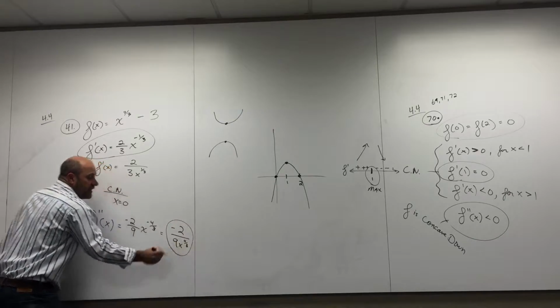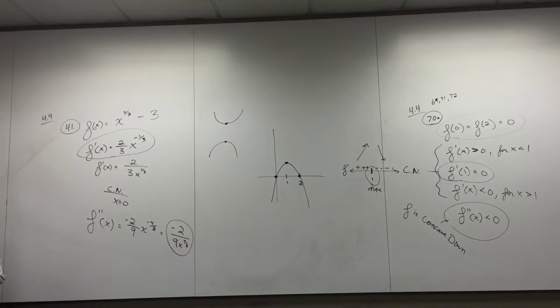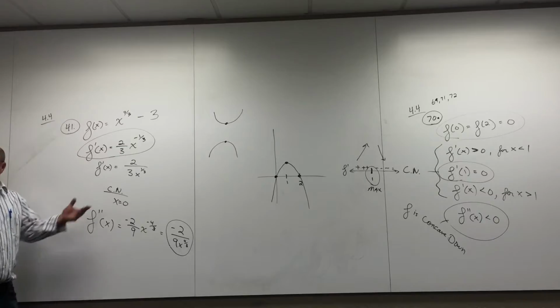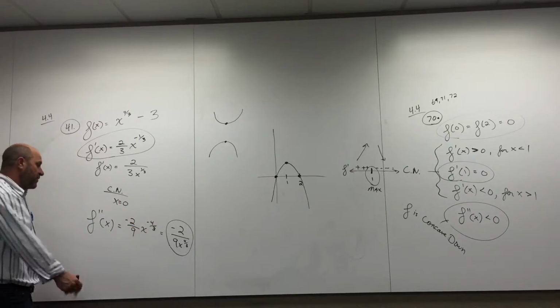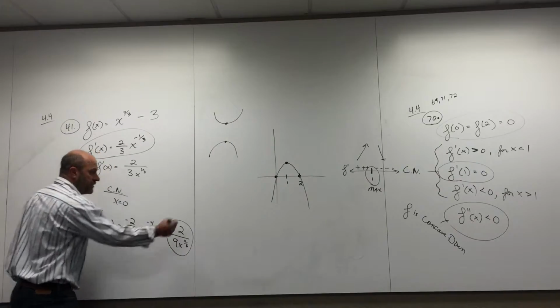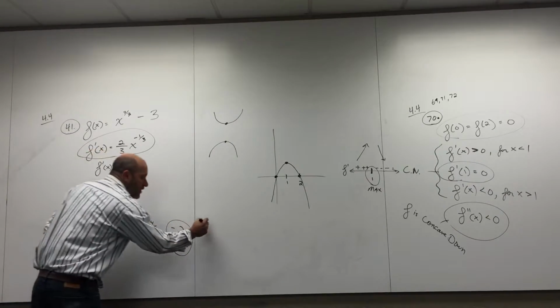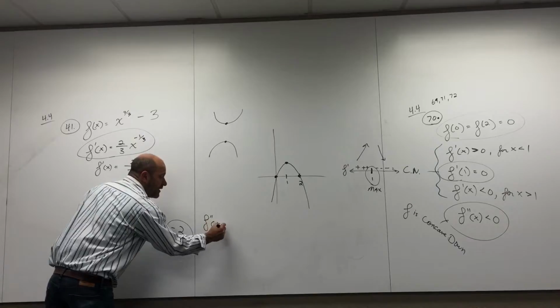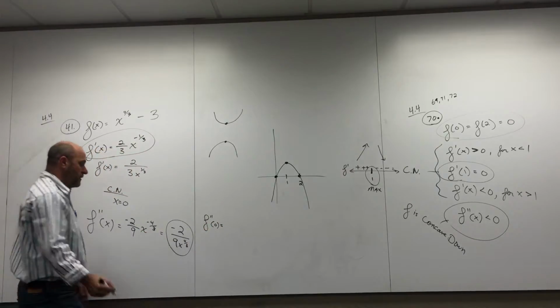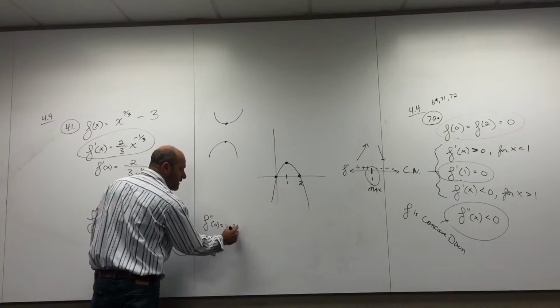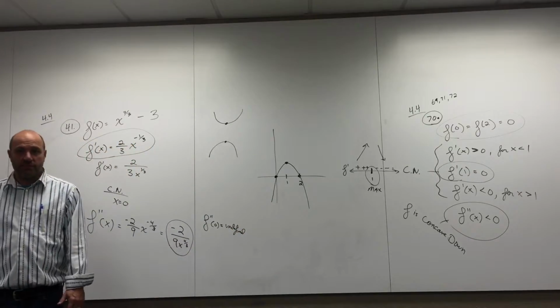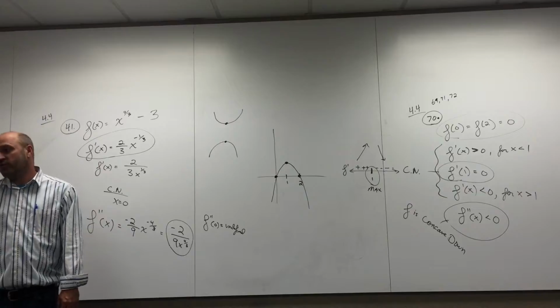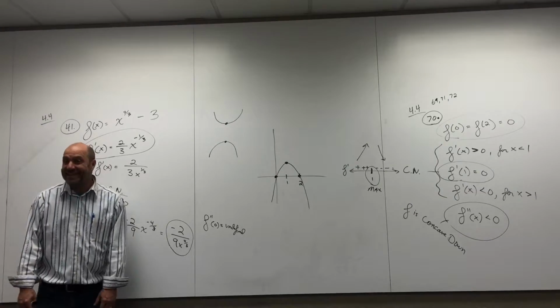This is interesting. This is not the best example. This is a terrible example. What do I want to do? I want to plug my critical number into this second derivative. What happens when you plug a critical number into this second derivative? This particular example, when you try to plug 0 into here, what do you get? You get undefined. Okay, that's no good. Or no good, it's inconclusive.